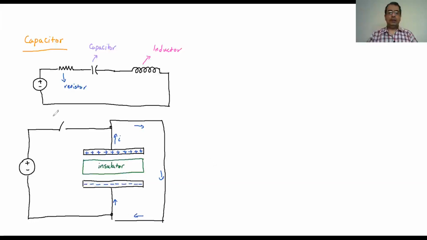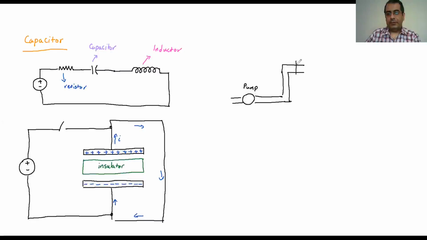So that's how we use it. Either we use it to store the energy or we use it to release the energy it already stored in the circuit. I want to give you a simple example of how it works. Assume that I have a pump, a water pump, and this pump is going to push the water to the tank, and there's a valve in here.